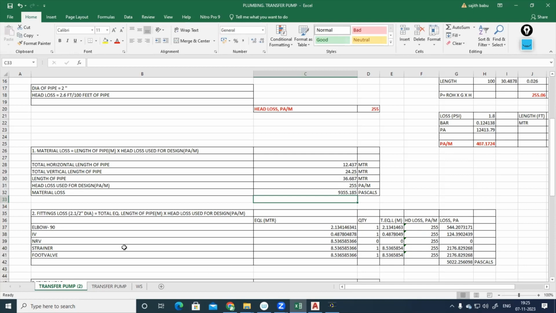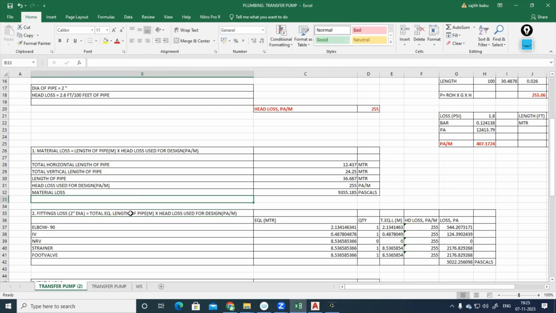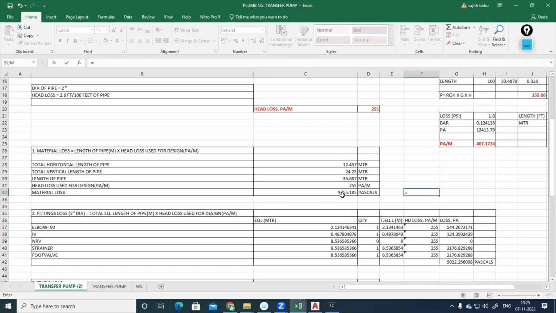The next one, fittings loss. The pipe diameter is 2 inch only, 2 inch dia pipe. Fittings loss, how can we calculate? We will calculate fittings loss as a thumb rule: 50% of the material loss we can consider as fittings loss. For example, material loss is 9,355. This value multiplied by 0.5, fittings loss you can consider 4,677. Half the length of pipe. But that is not accurate. Correct, that is not accurate.